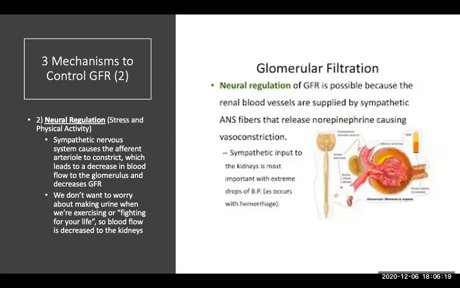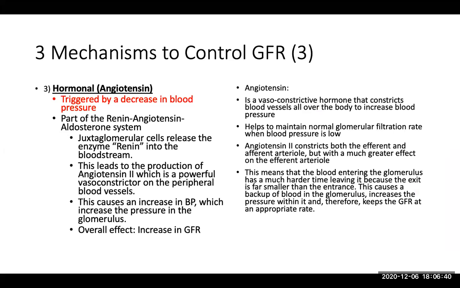Neural regulation comes from stress and physical activity. The sympathetic nervous system causes the afferent arteriole to constrict, which will lead to a decrease in blood flow to the glomerulus and decreases GFR. We don't want to worry about making urine when you're exercising or in fight or flight in the sympathetic nervous system, so blood flow is decreased through the kidneys.